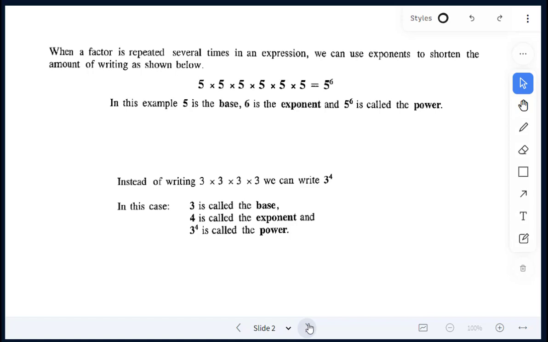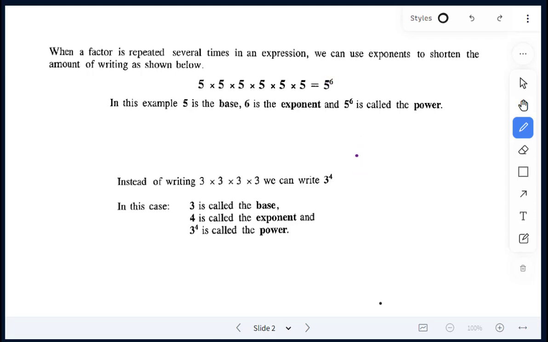So when a factor is being repeated several times, in this example, we have 5 times 5 times 5 times 5 times 5 times 5. So there's 6 5s being multiplied with each other. Therefore, we can write that as 5 with an exponent of 6.